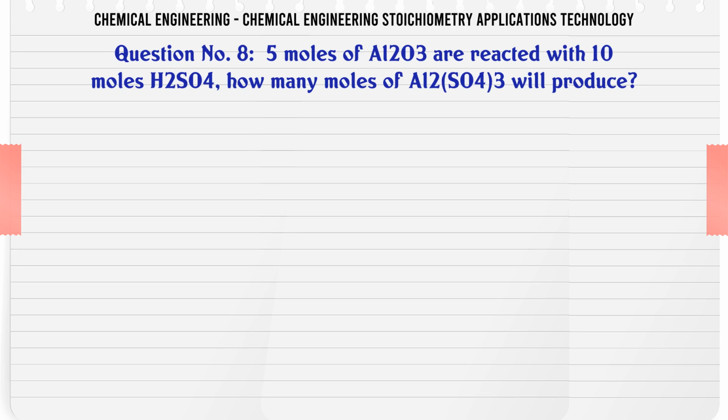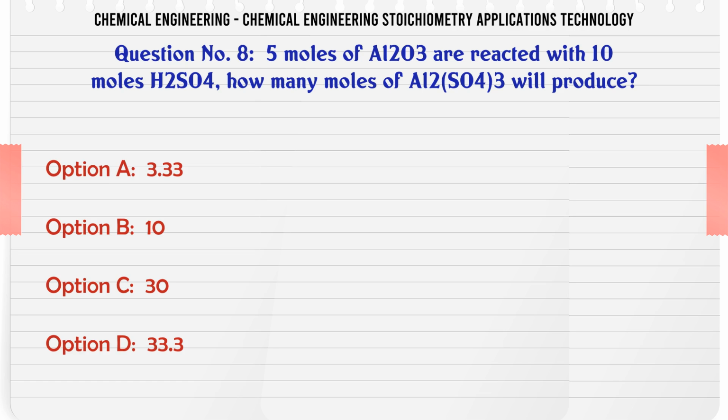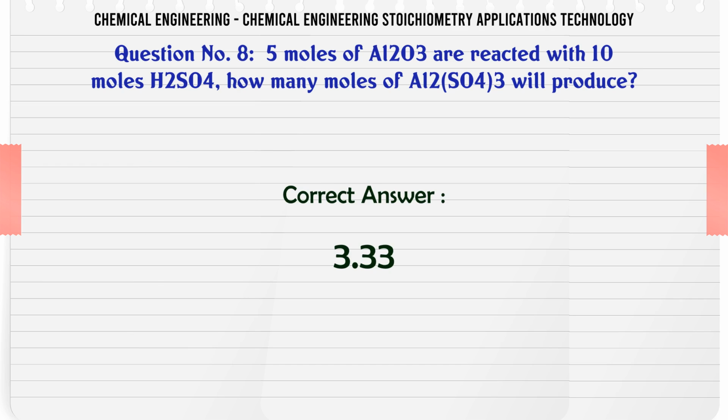5 moles of Li2O3 are reacted with 10 moles H2SO4. How many moles of Li2SO4 will produce? A 3.33, B 10, C 30, D 33.3. The correct answer is 3.33.